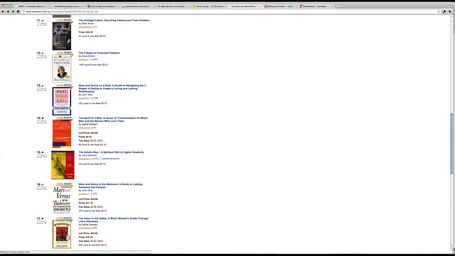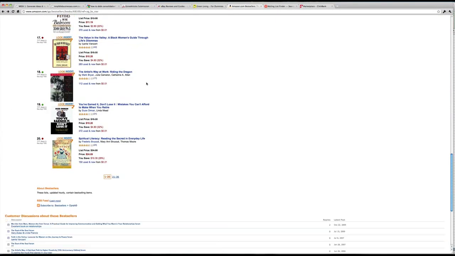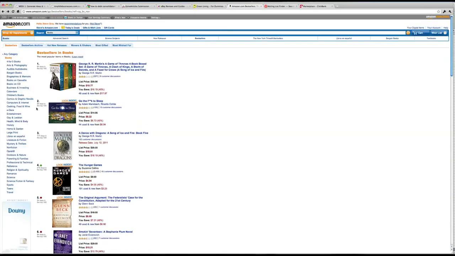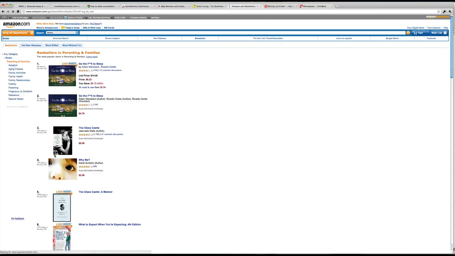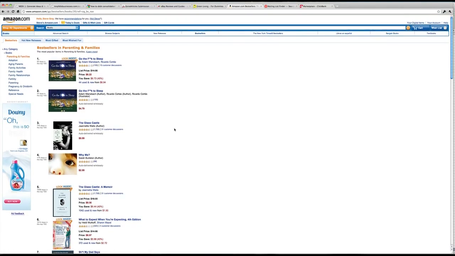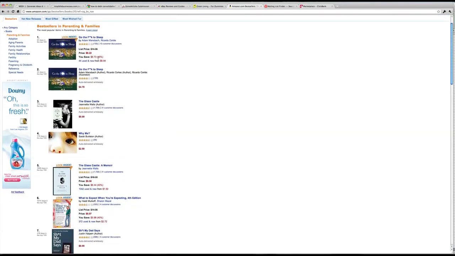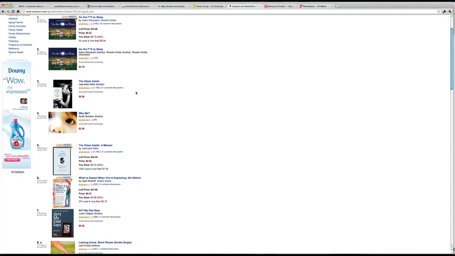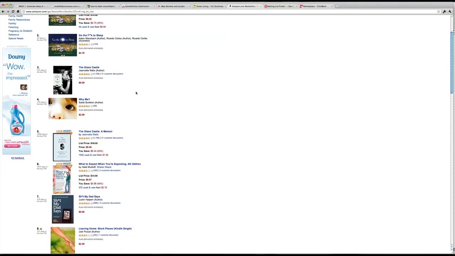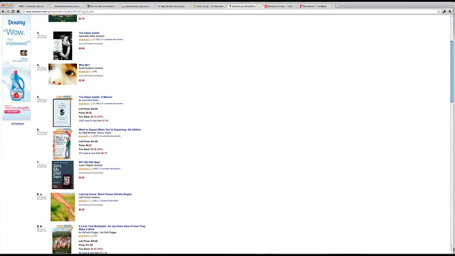So let's go back here and let's just see if anything else sticks out. Let's back up one more. And health, mind, and body. And obviously relationships. There are relationships in here, parenting and families. That will qualify. I like that book. For all the parents out there, that's kind of funny. But let's look. Okay, here you go. What to expect when you're expecting. All right, who is that?